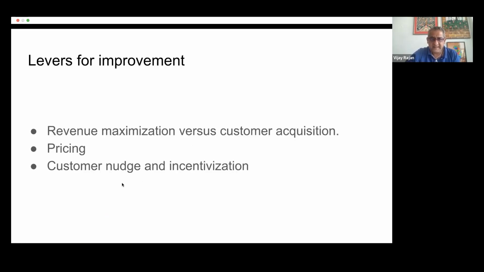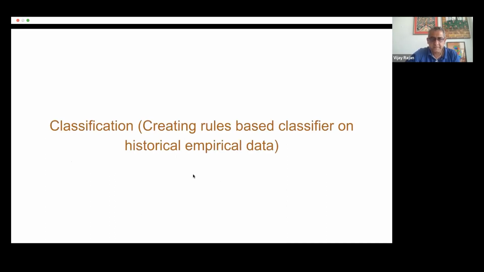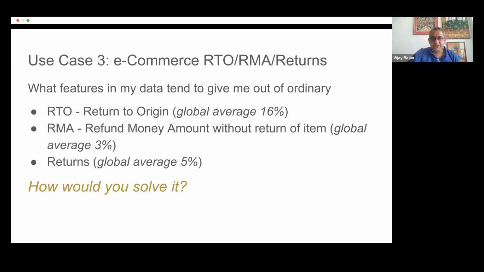I spoke about pricing, customer nudge, and maximization. All right. So I spoke about 2 use cases in the exploratory data analysis world. Somebody gives you data, you have a vague idea of what the business is like, and what would you propose? That was an open-ended question. Now, this one is a little more specific. Classification, creating rule-based classifiers on historical empirical data. I would not just call this a rule-based classifier. I'd also call this a case where data explainability is extremely important. And we'll jump right into the use cases.